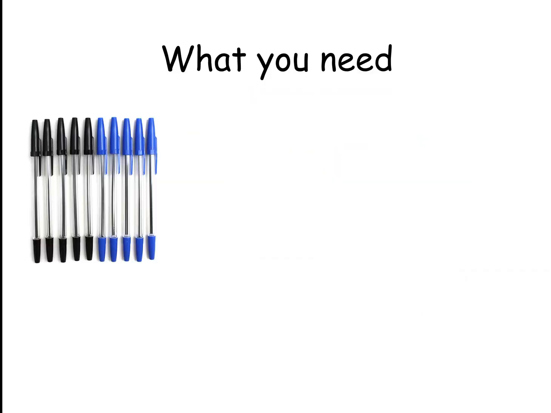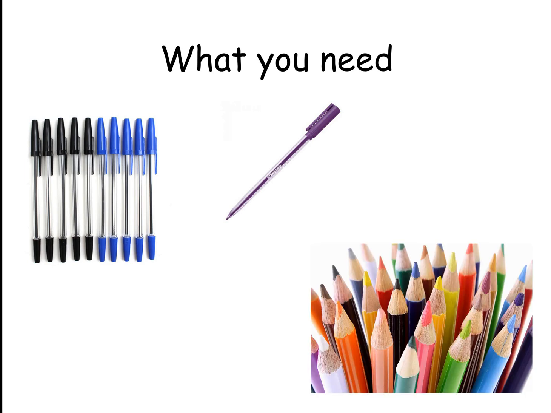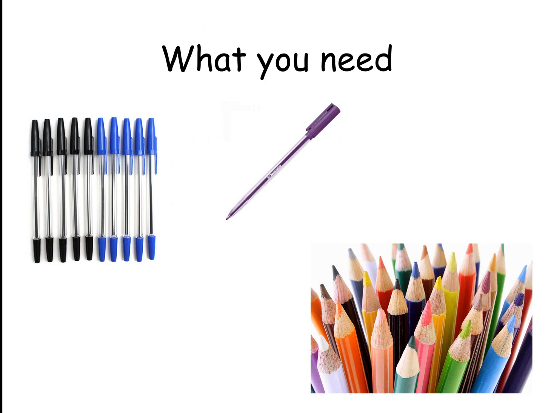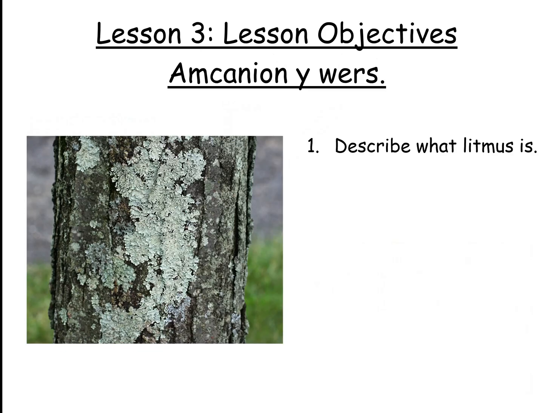So, what do you need today? As well as your booklet, you need a pen, ideally blue or black. You need a pen in a different colour, so that you can show where you've made corrections or marked work. You need some colouring pencils, felt tip pens or wax crayons. And you may also need some extra paper as we go through. You also will need your spider diagram from the last lesson.